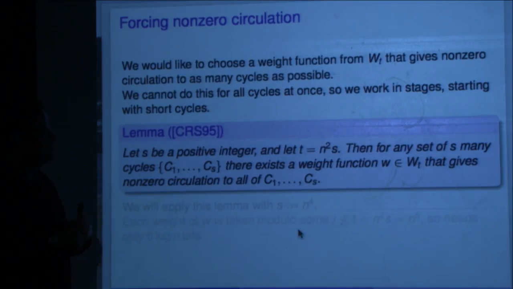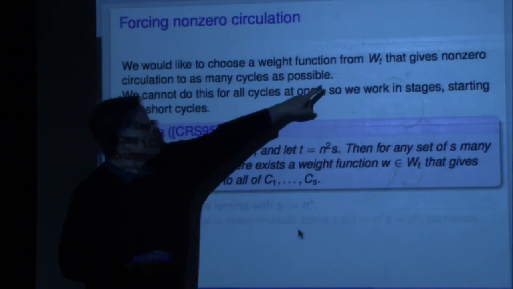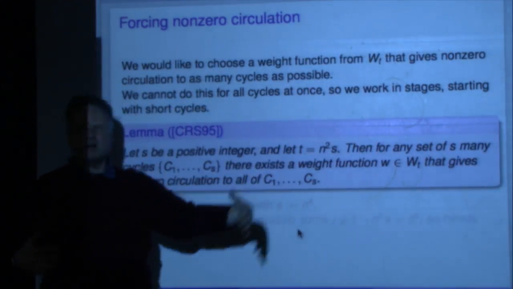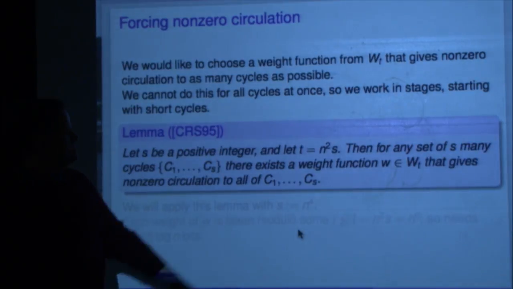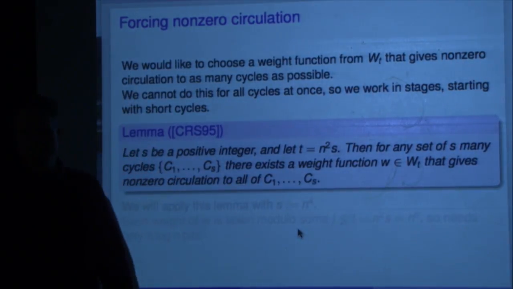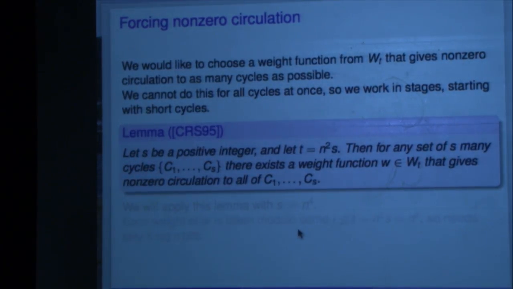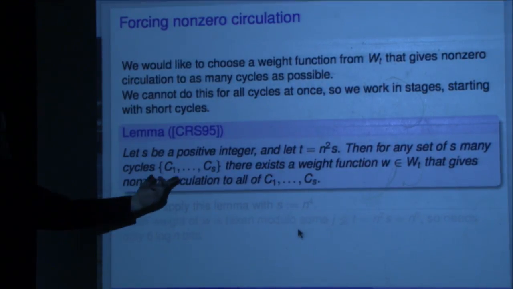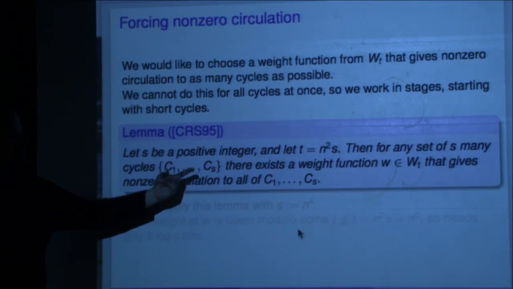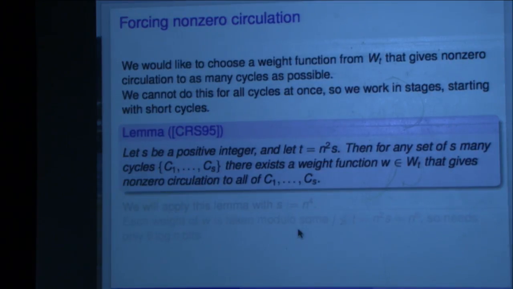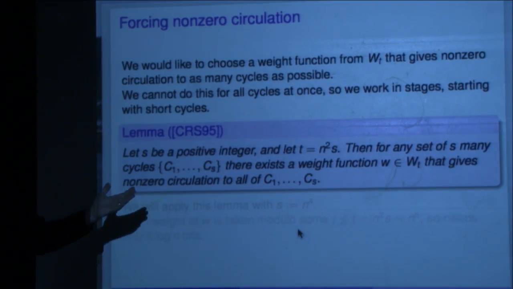And so s is just fixed as a positive integer. And now this t, which is the maximum modulus of this set, just set it equal to n squared times s. Then for any set of s many cycles, there always exists one of these weight functions from this set that gives non-zero circulation to all of them at once. And the interesting thing about this is it doesn't depend on what the cycles are. It just depends on s.